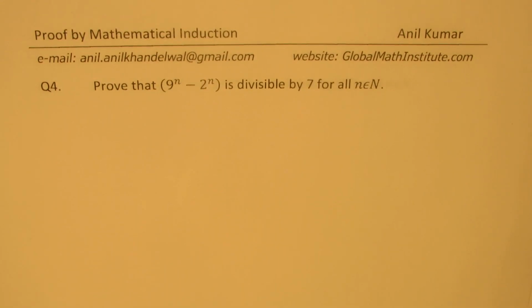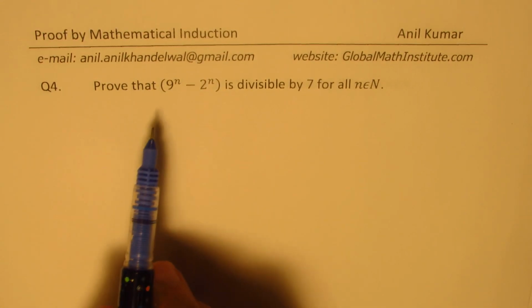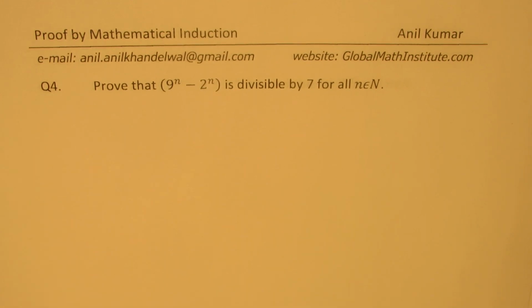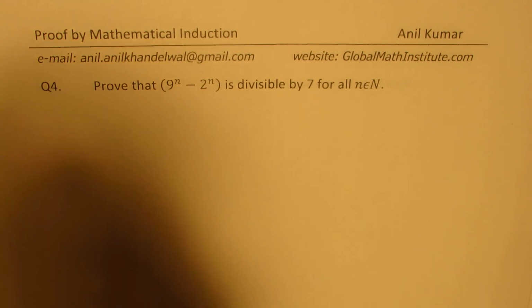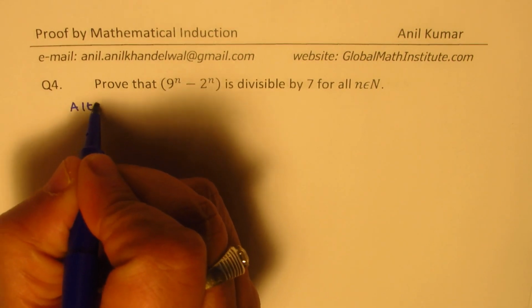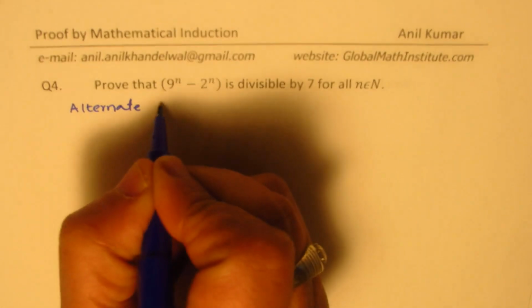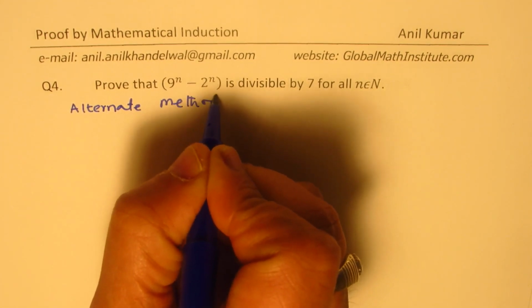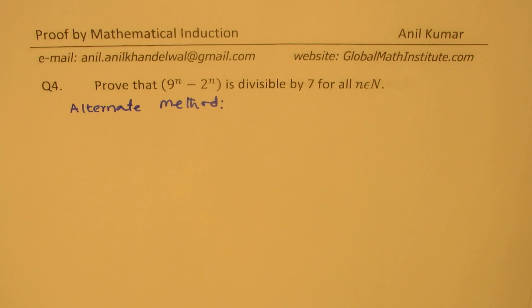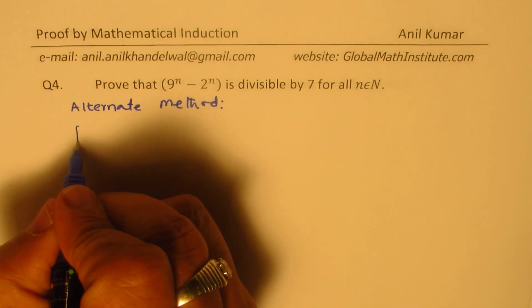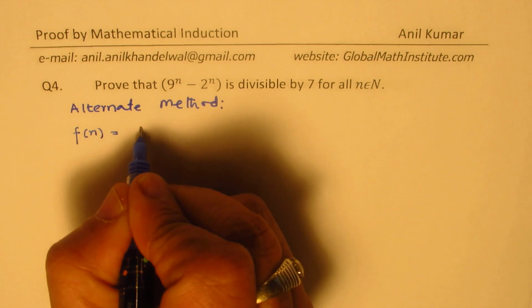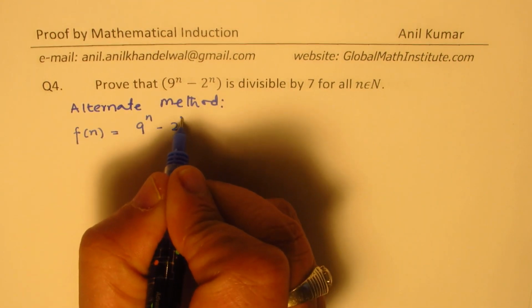So let's continue. Question number 4. Prove that 9 to the power of n minus 2 to the power of n is divisible by 7 for all n belonging to natural numbers. Well, we actually copied our question number 1 here, but I'll prove this with an alternate method, right? So we'll use the alternate method here. So we'll again define our function as f of n equals 9 to the power of n minus 2 to the power of n.